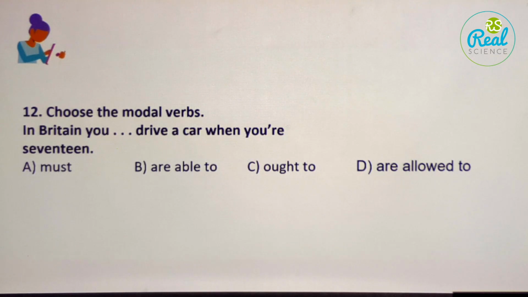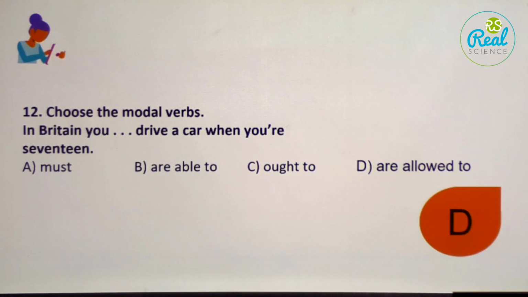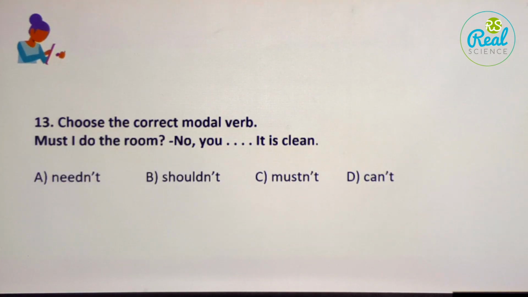You're able to, or you're allowed to. You are allowed, because they give you the permission, so that's why it's D. And number 13, you have 2 more questions left.